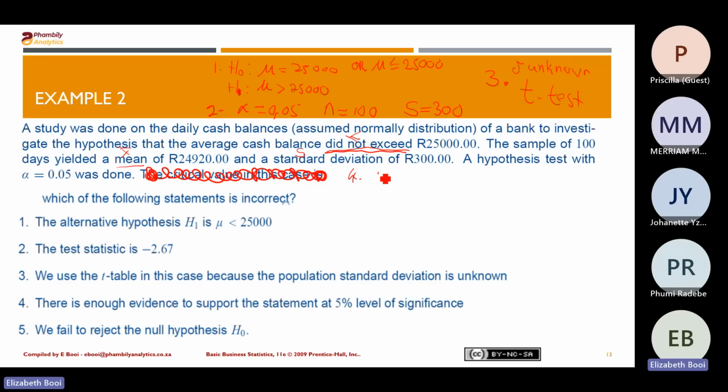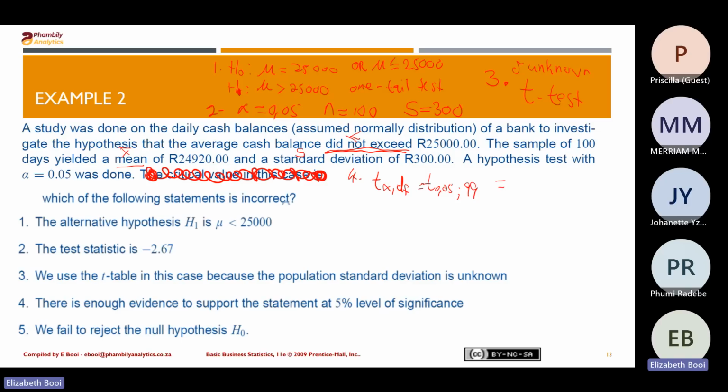Step number 4, we need to find the critical value t, looking at our alternative hypothesis. It says greater than, so therefore it means we are doing a one-tail test. And since it's a one-tail test, then we're going to find our t alpha and the degrees of freedom. Our alpha is 0.05, and our degrees of freedom is 100 minus 1, which is 99.